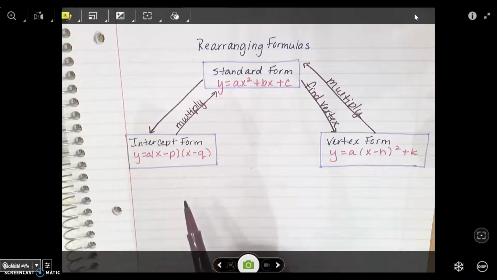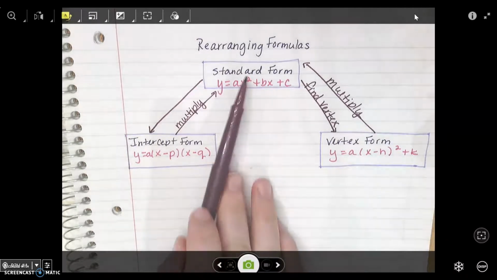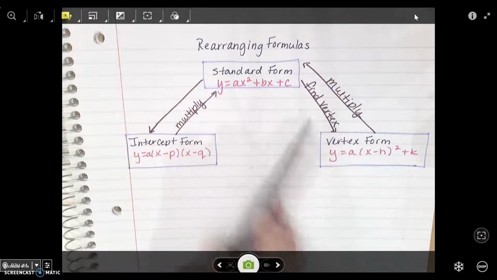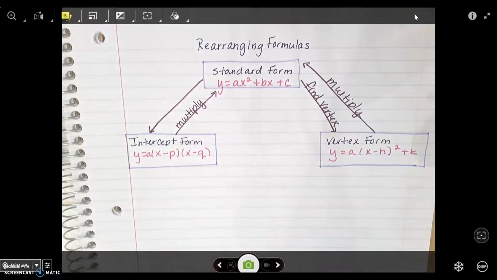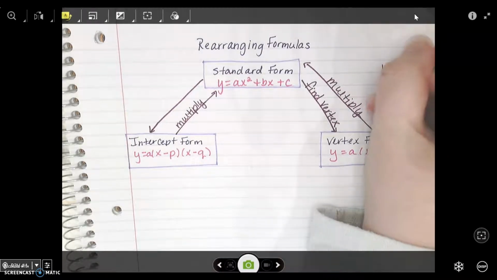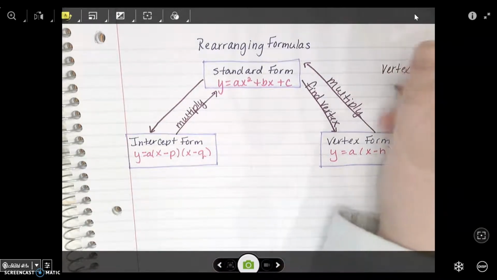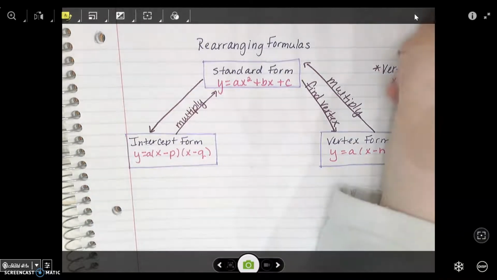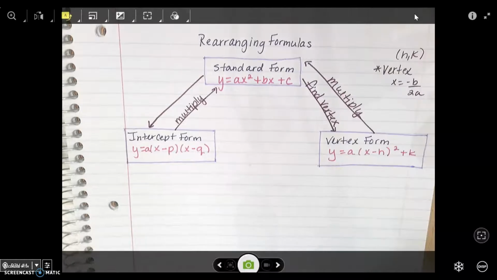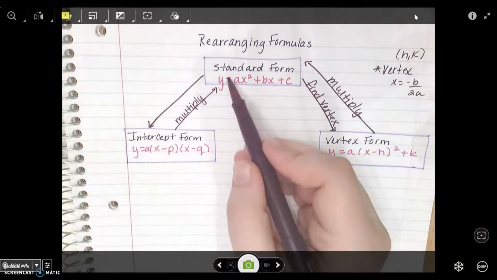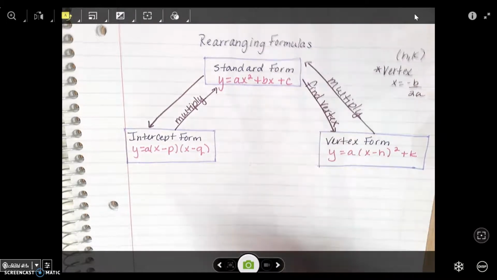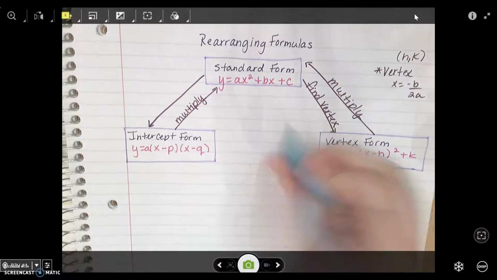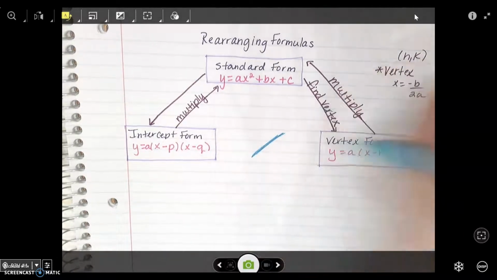Okay, last week we looked at going from standard form to vertex form. You have to find the vertex. For the vertex, x equals negative b over 2a. That was just something to help you find the vertex. Vertex is hk. And then we looked at going from intercept form to standard form. You multiply. And we also talked about you cannot go from intercept form to vertex form.